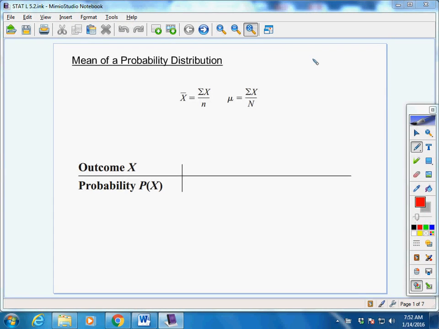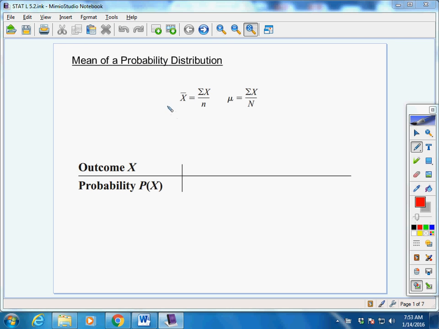If you remember, how we find the mean of anything basically is we just add all the data up, and then divide by how many there are. And then we have these two formulas here, whether you're dealing with a sample or a population. But how can we apply that to the mean of a probability distribution?